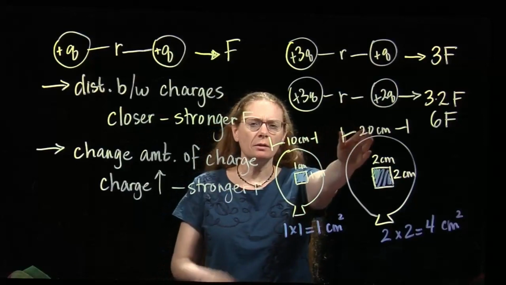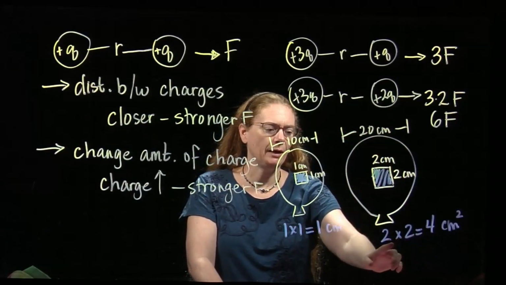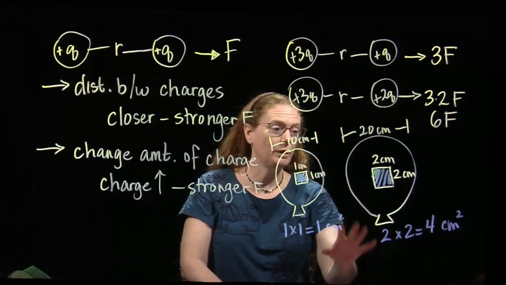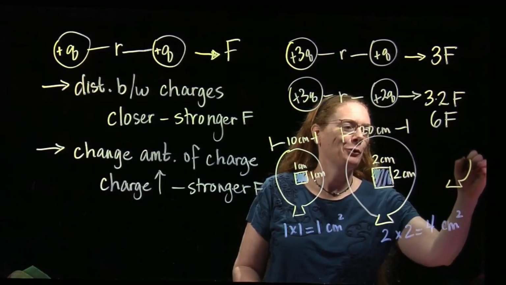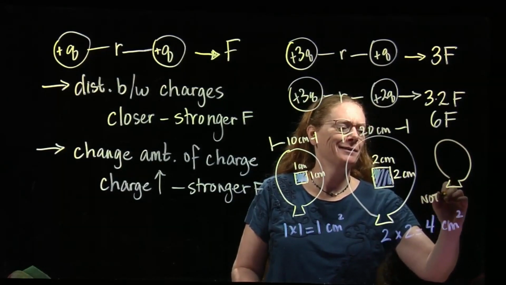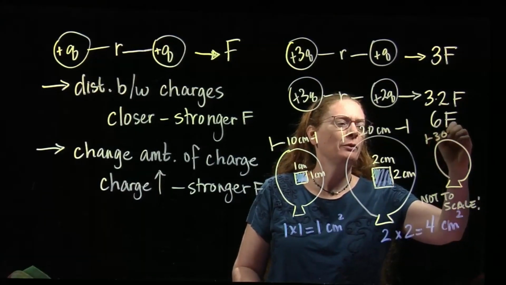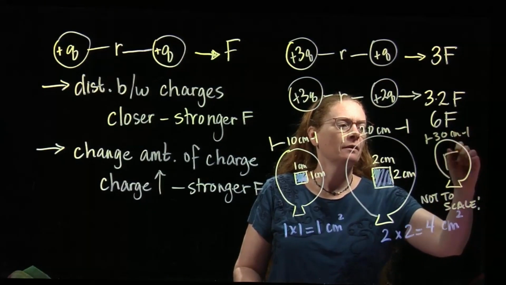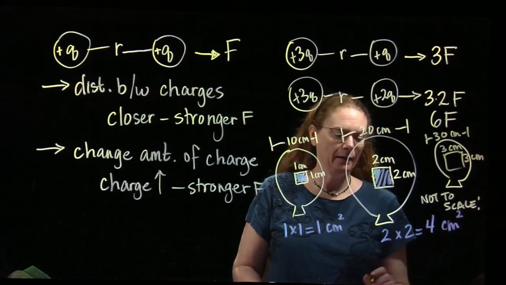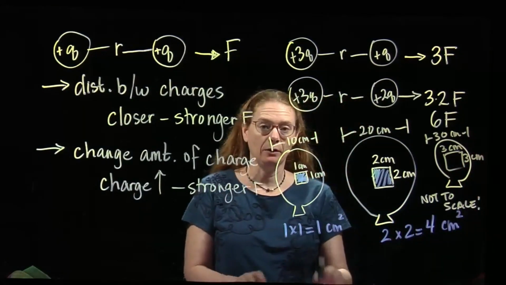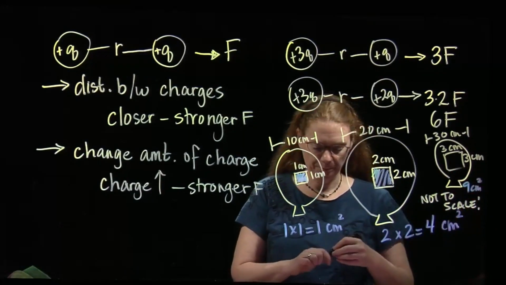So we doubled the distance, doubled the size of the balloon, but that area went up by 2 squared. If we went to 30 centimeters, so if we had a balloon, not to scale, and we make it 30 centimeters across now, then it would be 3 centimeters by 3 centimeters, and that would give us an area of 9. So 9 square centimeters for that balloon.